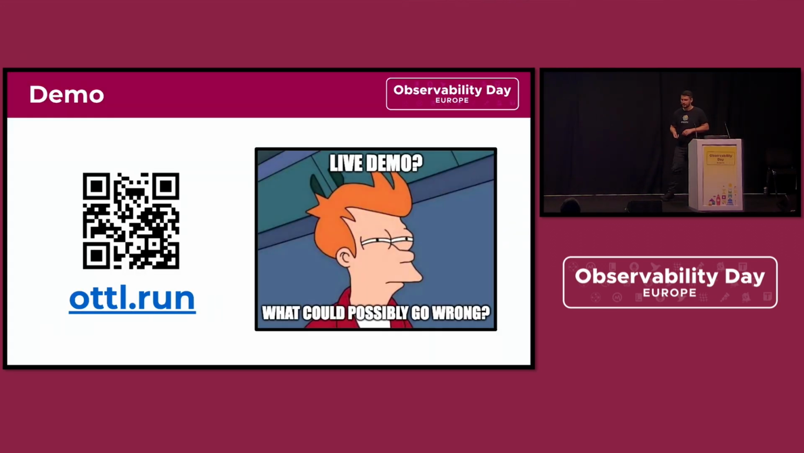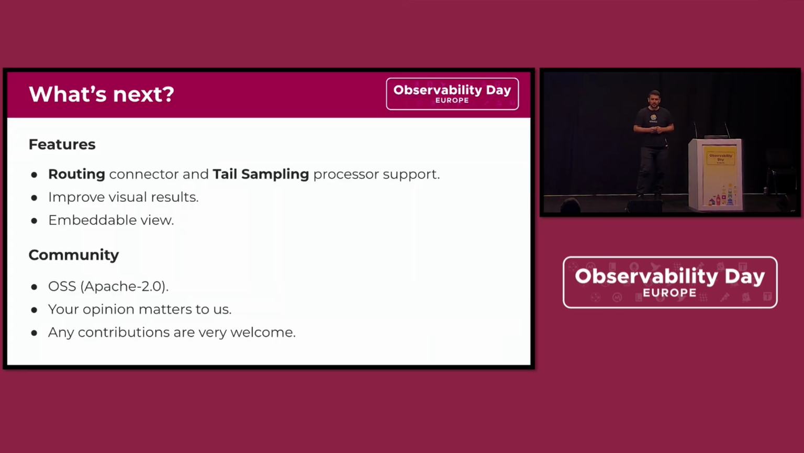Oh, that worked well. So what's next for this project? We have a few features in mind, which include adding support for the routing connector and tail sampling, so you can experiment with them as well. We want to improve the visual results, so the easier they are, the less time you're going to spend troubleshooting your statements. We want to support an embedded view as well, so you can put that in docs, blog posts, whatever you need to run OTTL.